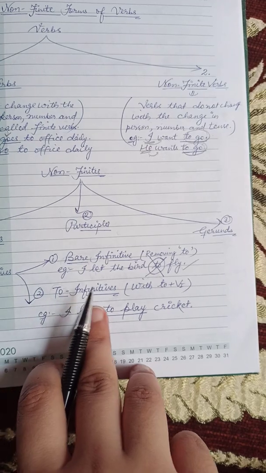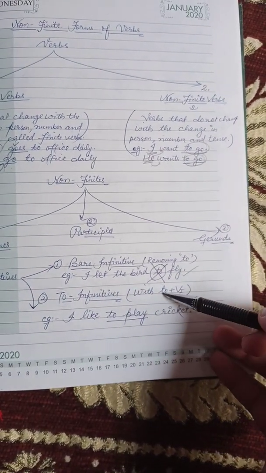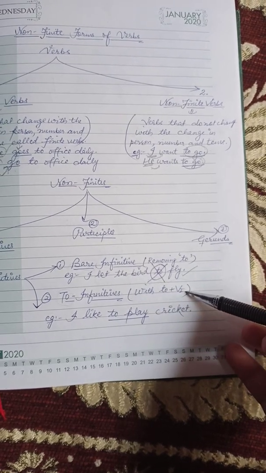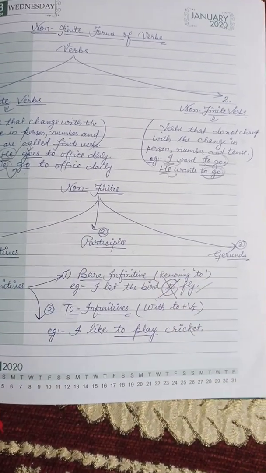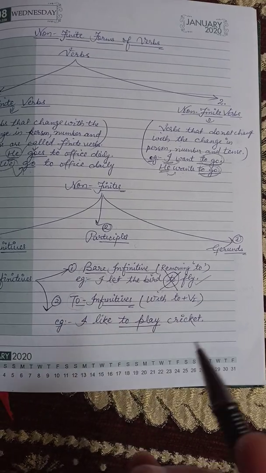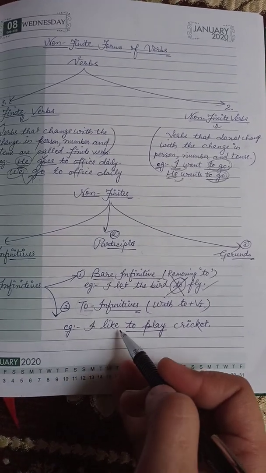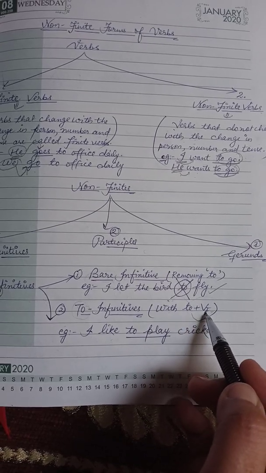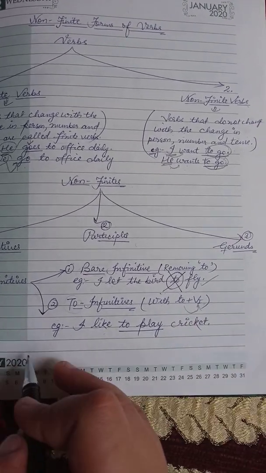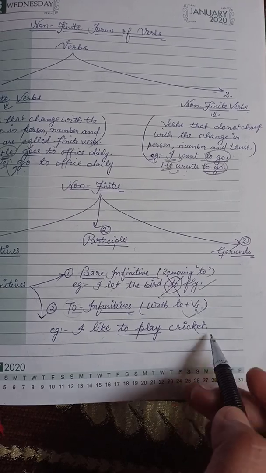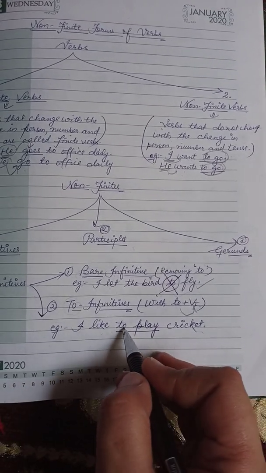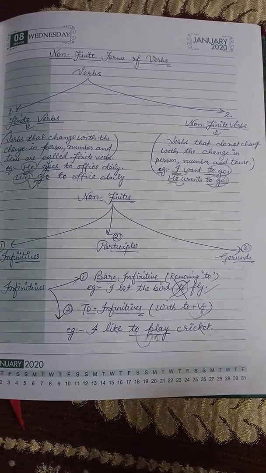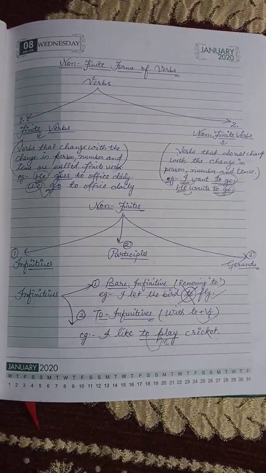Now let's talk about to infinitives, that is, to plus the verb's first form used in the sentence. If to plus the first form of the verb is in the sentence, then it is considered to infinitive. Like: I like to play cricket. Always remember, with to you will always use the verb's first form, no second, no third. I like to play cricket. After to, what have you used? The first form of the verb play. Therefore it comes under the category of to infinitive.